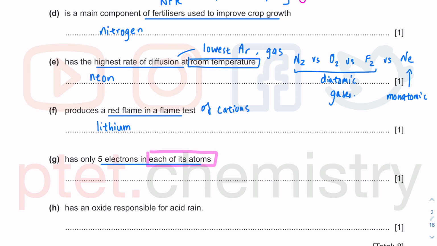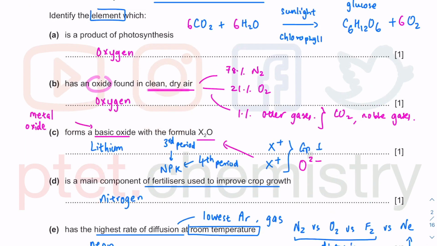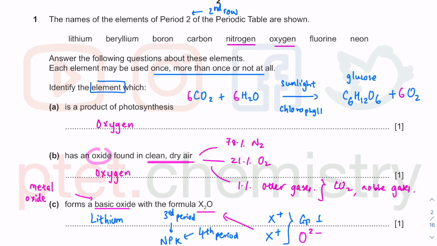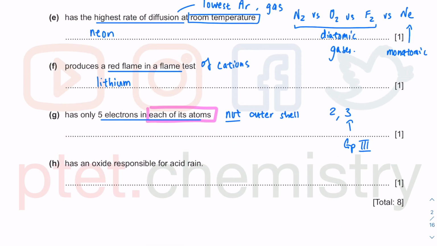Each of its atom, not outer shell. This is not outer shell, so therefore we are not looking at group 5. We are looking at 2, 3. We are looking at a group 3 element, which in the second period has got to be group 1, group 2, group 3. We are looking at boron instead. That is element number 5. So the number of electrons equals the number of protons. This is in the element, that's in the atom essentially.